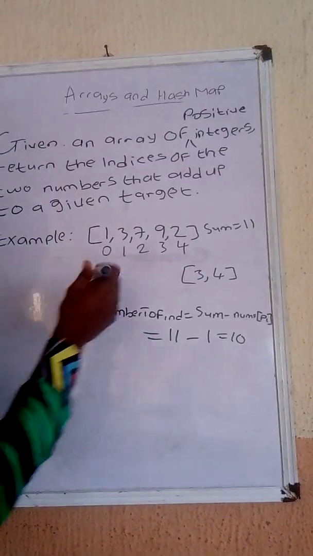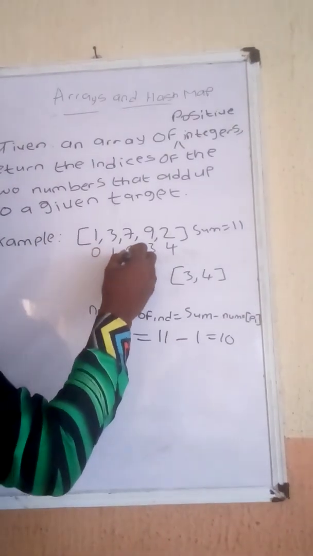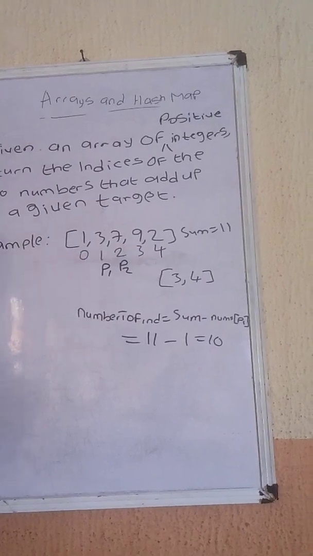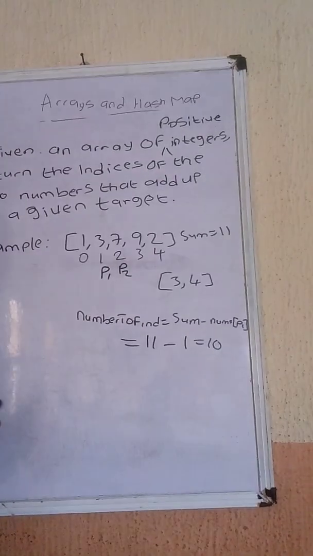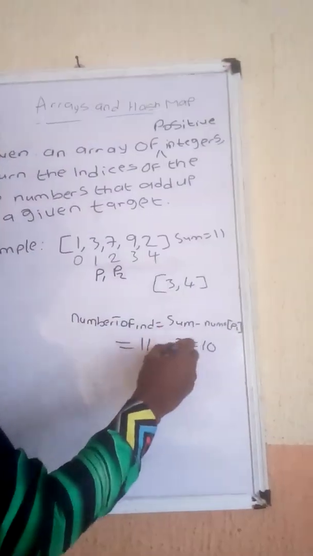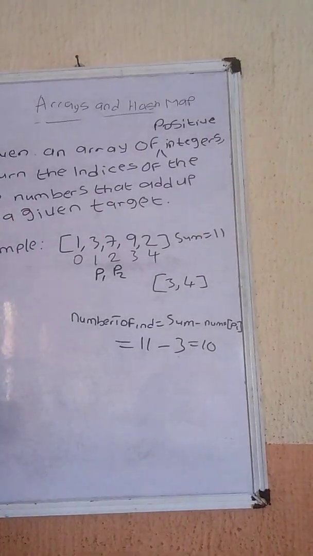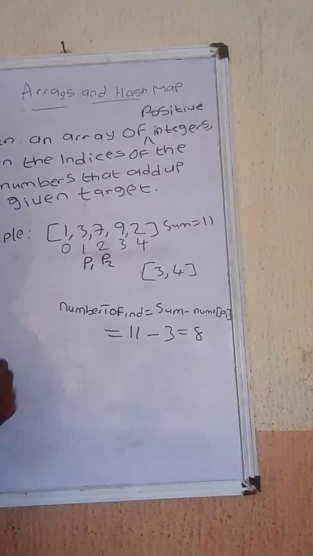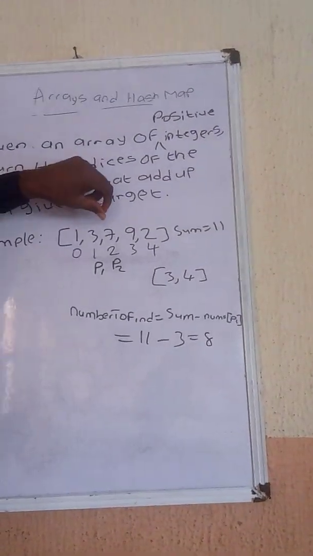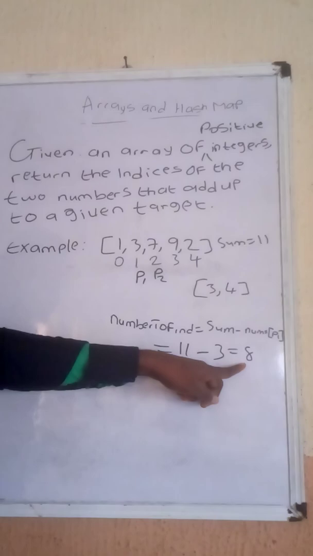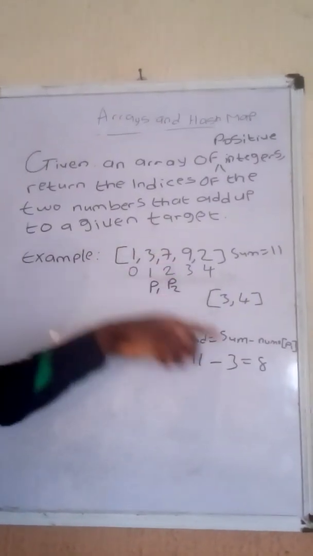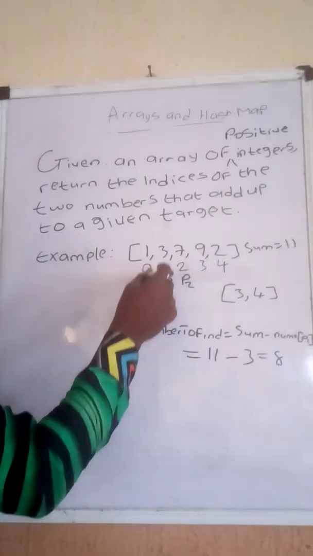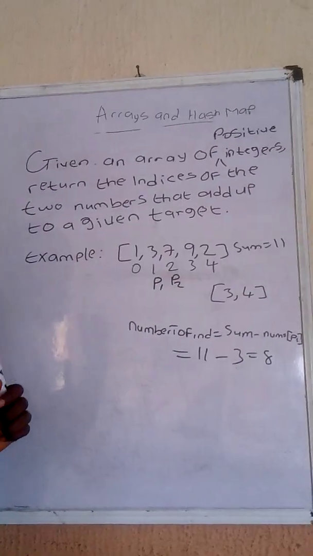P1 we move here, then P2 is now here. Again, we calculate our new number to find. P1 is now at 3, so 11 minus 3 in this case is 8. We check, is the value at P2 equal to our number to find? No, 7 and 8 are not equal. So what are we going to do again? We move P1 and P2 forward by 1.